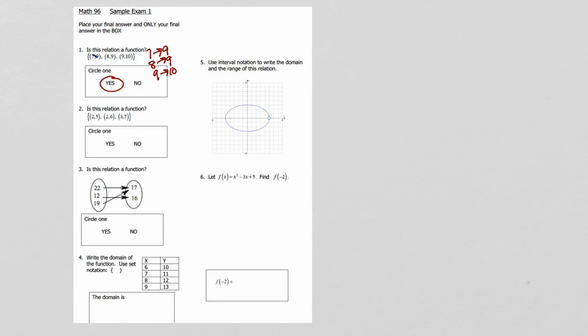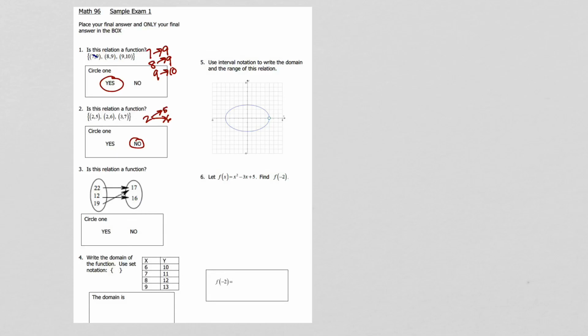Now, what about here in number 2? Let's look at number 2 here. Is this relationship a function? Well, 2 goes to 5, but 2 also goes to 6. So right away, we can say no, because 2 goes to 5, and it goes to 6. So one input value, 2, goes to more than one output value. So it's a relation, but not a function.